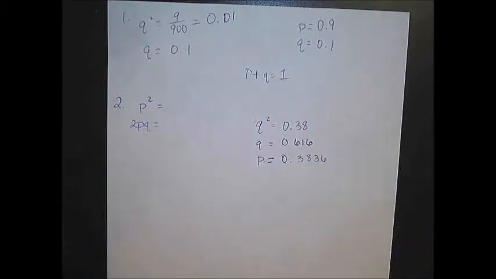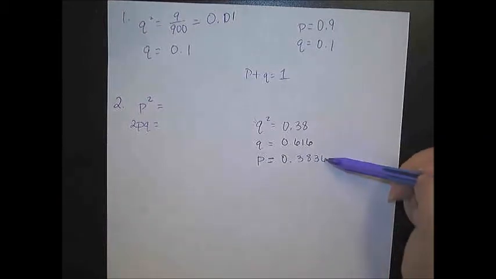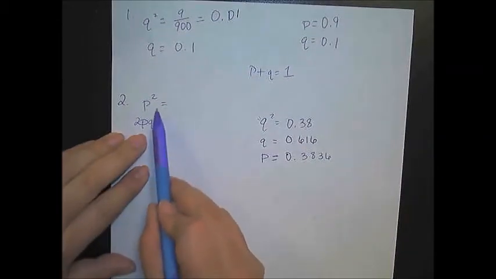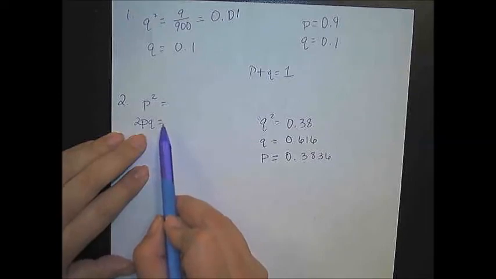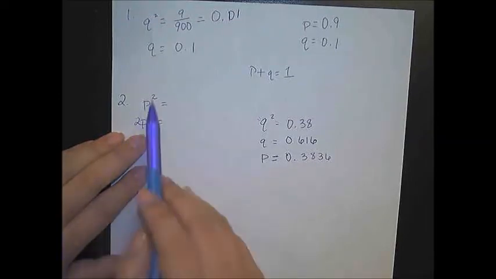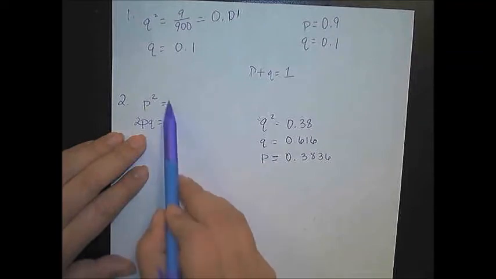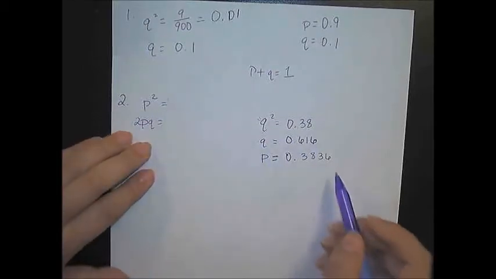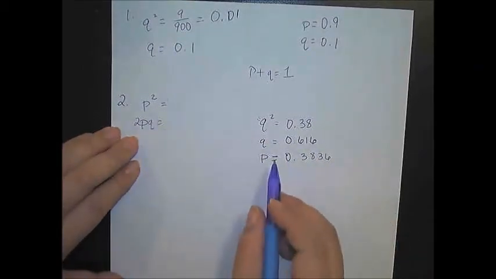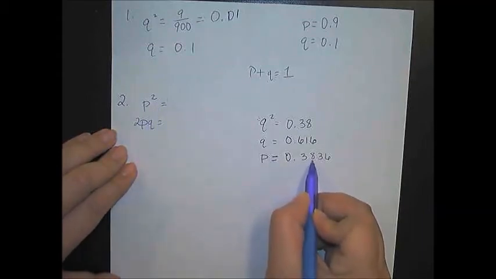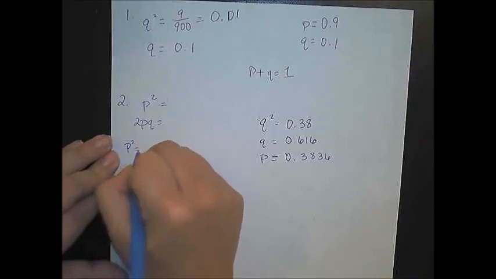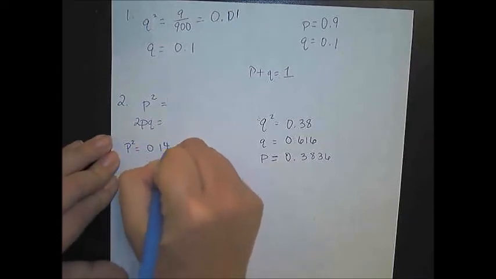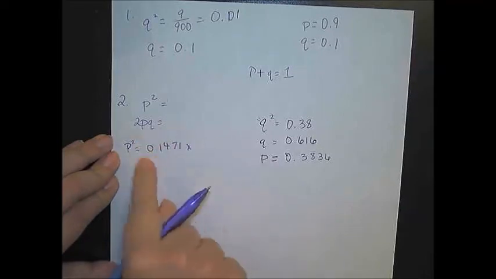0.3836. Now that I know q and p, I can solve for p squared and my heterozygous, which is 2pq. Keep in mind, though, that once we get these frequencies, we're going to need to multiply both numbers by 14,500 because they want to know the number of people, not the frequencies of these genotypes. So p squared is going to be equal to 0.3836, and I'm just going to square that value, which is 0.1471. That's the frequency of the genotype.